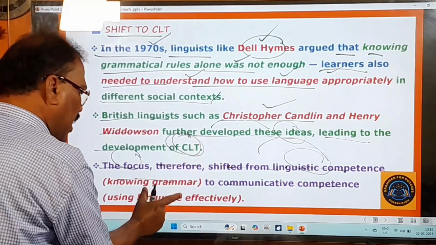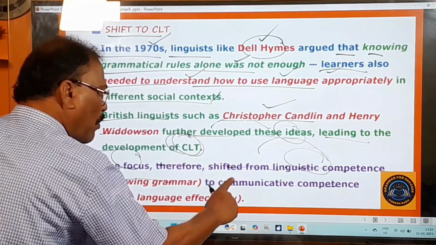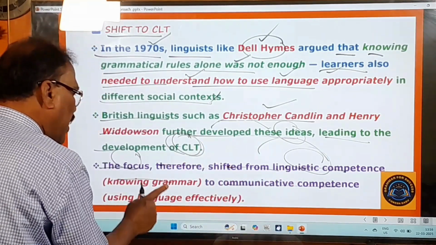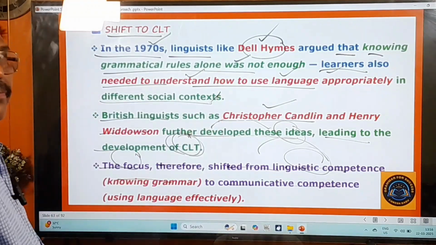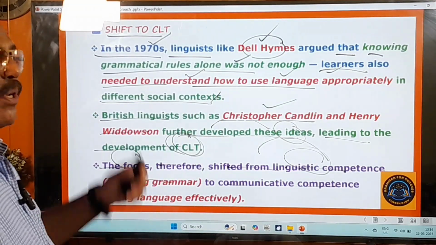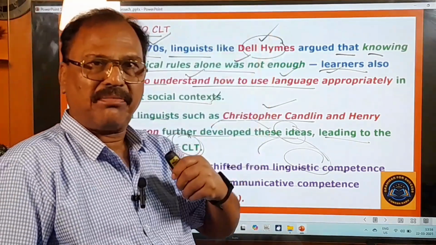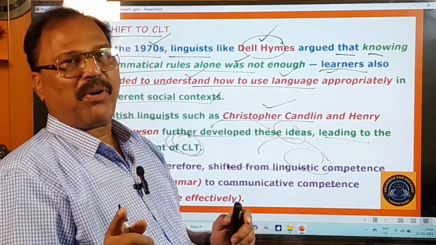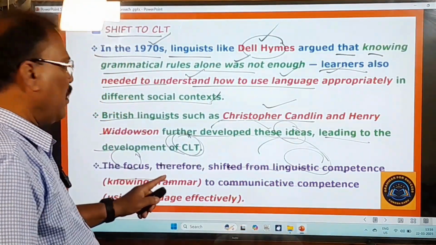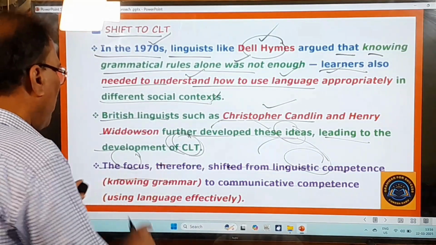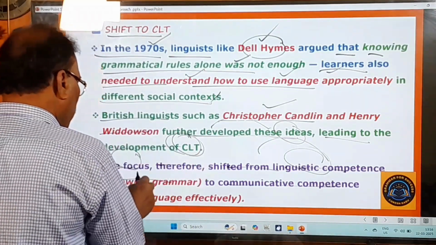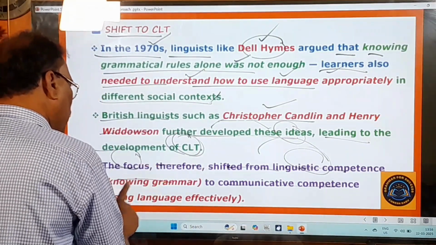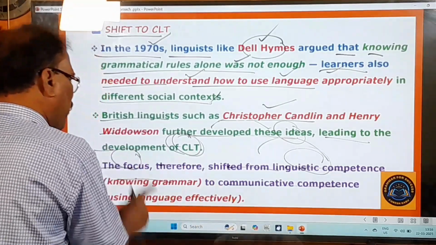To make you understand this, I have given it in the brackets also. Communicative competence means using language effectively. Simply if you know grammar, that's not enough. You should know how to use the grammar effectively. So that is more important than simply knowing grammar. That's why the focus has been shifted from simply knowing grammar to using language effectively. Please keep this point in your mind.